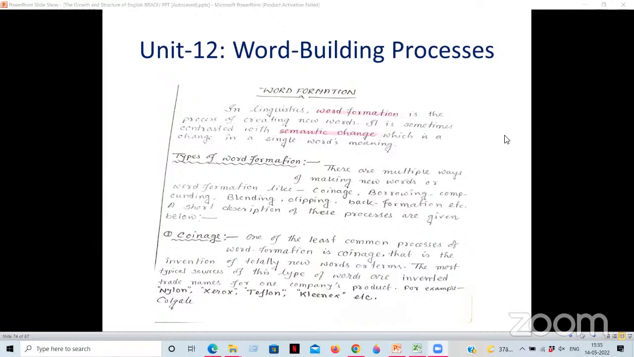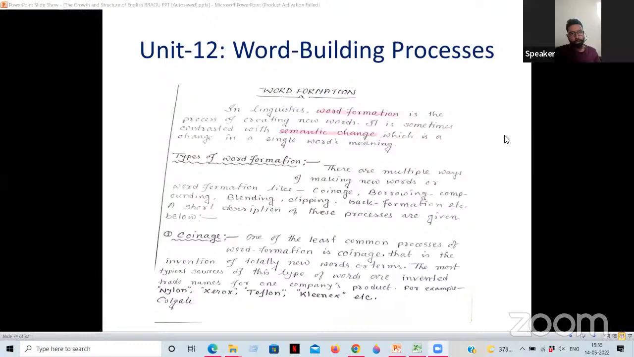In linguistics, word formation is the process of creating new words. It is sometimes contrasted with semantic change, which is a change in a single word's meaning. So word formation is a kind of process.